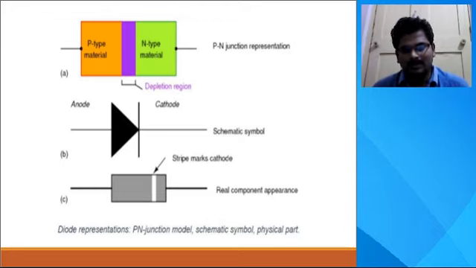The third diagram, C, represents the diode in practical applications or practical circuits. We indicate whether the diode is a PN diode or a Zener diode with the help of the blue color strip mark. It is called the strip mark, the cathode.